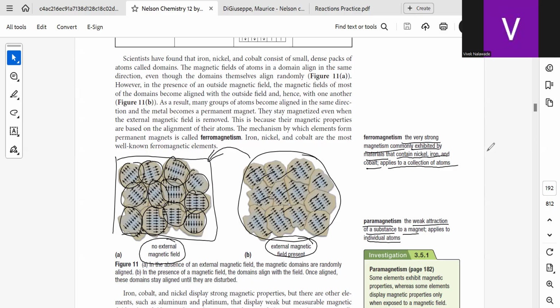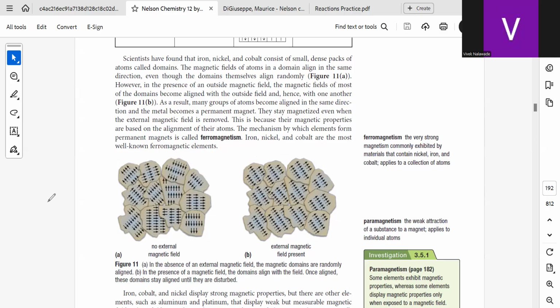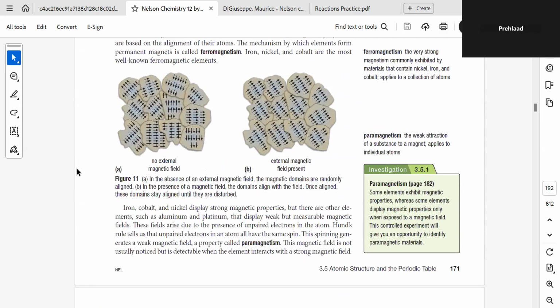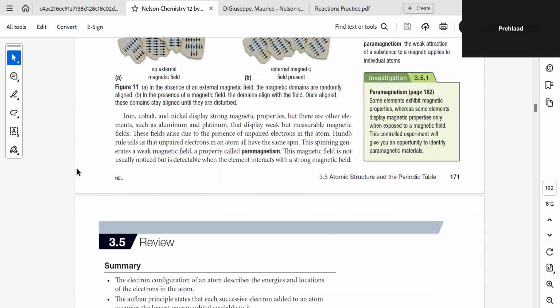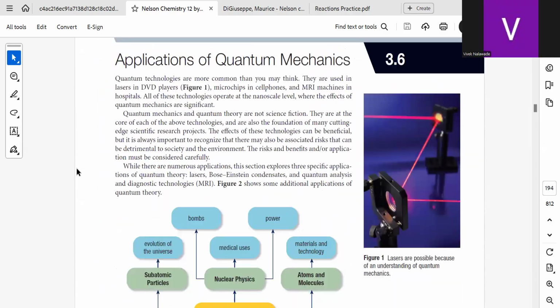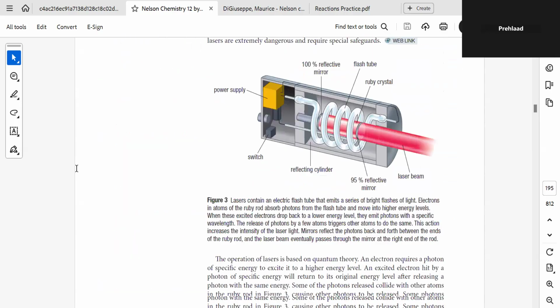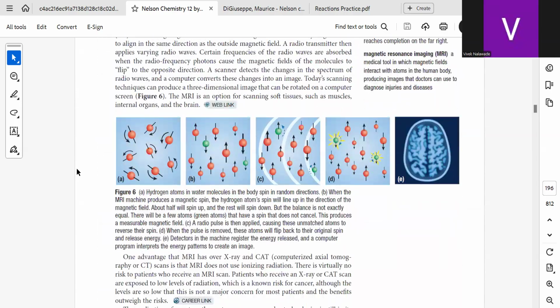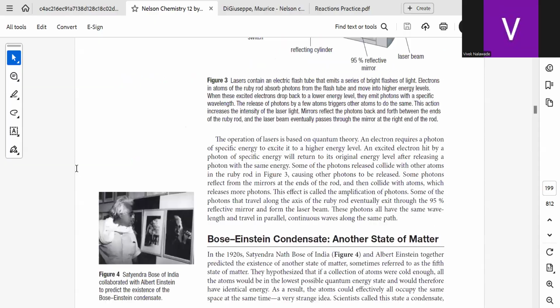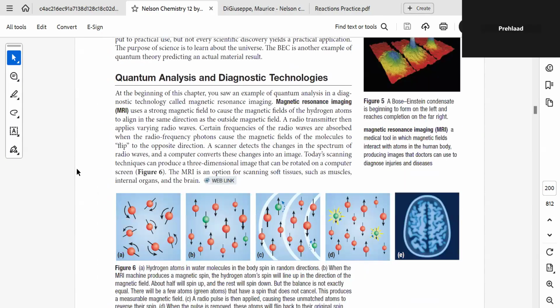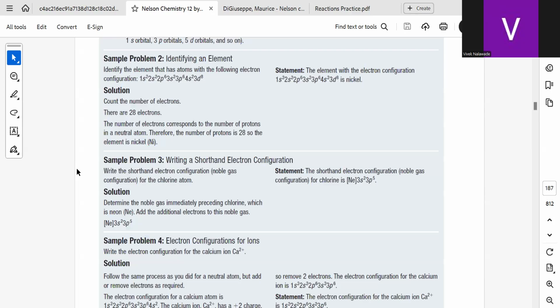Any doubt? No. Okay. And then I told you what is diamagnetic and what is paramagnetic. Paramagnetic likes the magnet. Diamagnetic doesn't like the magnet. I believe we are done with this unit.